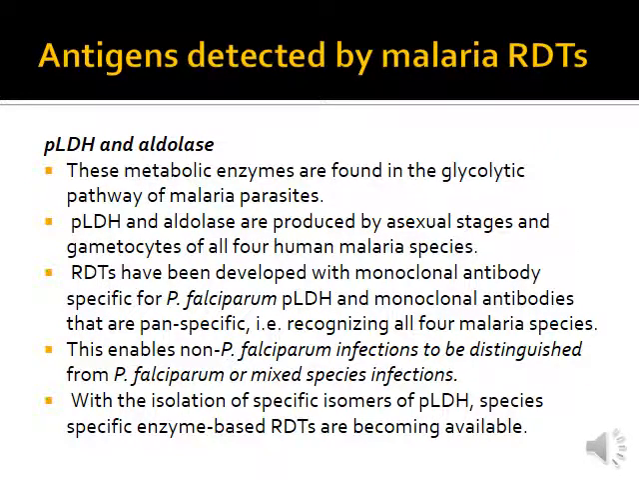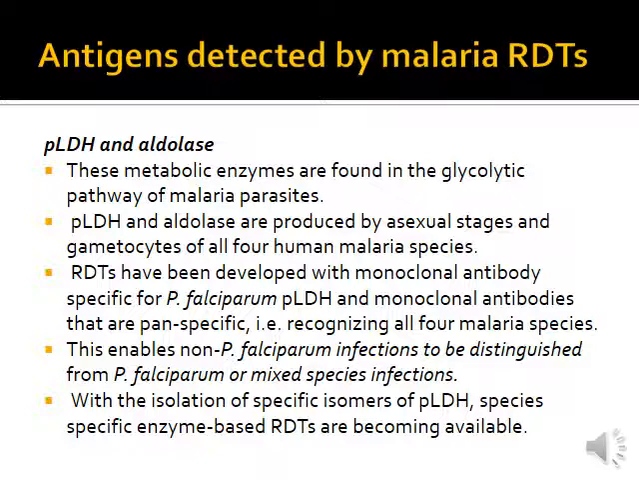Now let's talk about the Plasmodium lactate dehydrogenase enzyme and Plasmodium aldolase enzyme. These metabolic enzymes are found in the glycolytic pathway of malaria parasites. Plasmodium LDH and aldolase are produced by asexual stages and gametocytes of all 4 human malaria species. So these LDH and aldolase are produced by Plasmodium falciparum, vivax, ovale, and malariae.